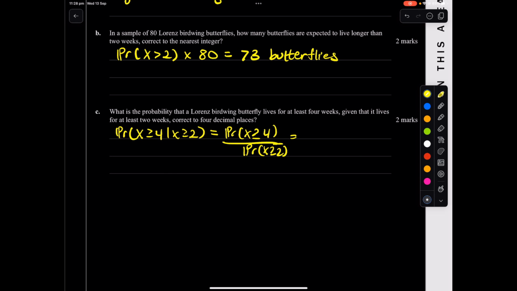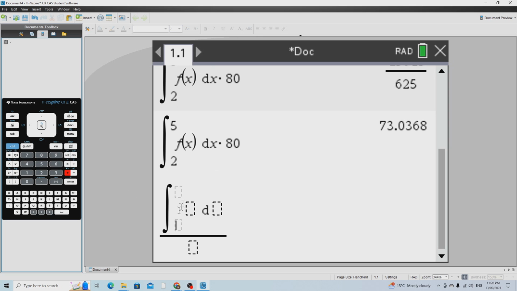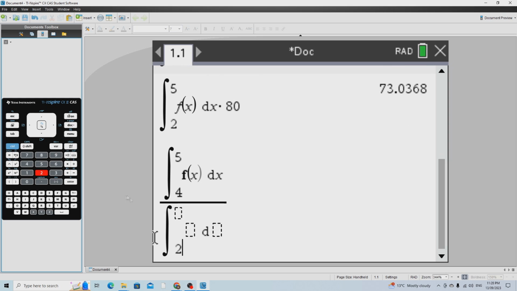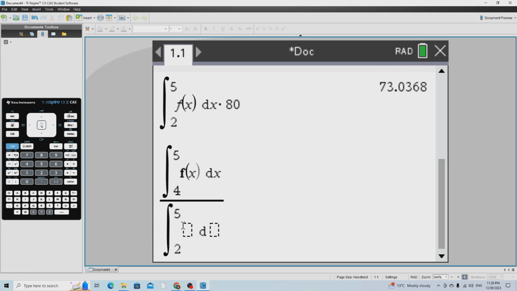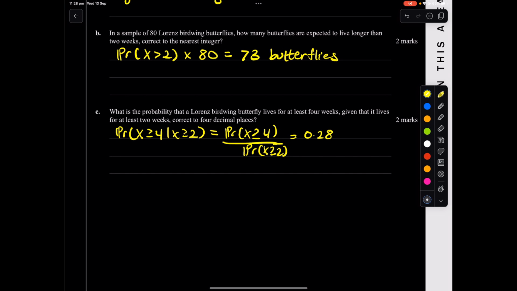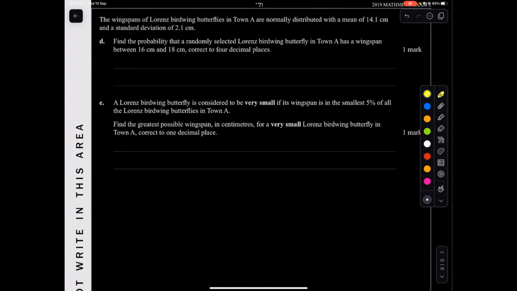Okay, that's easy. Let's do it on our calculator. So the integral from 4 to 5 of f of x dx and the integral from 2 to 5 of f of x dx. That gives us, to 4 decimal places, 0.2878. Done.